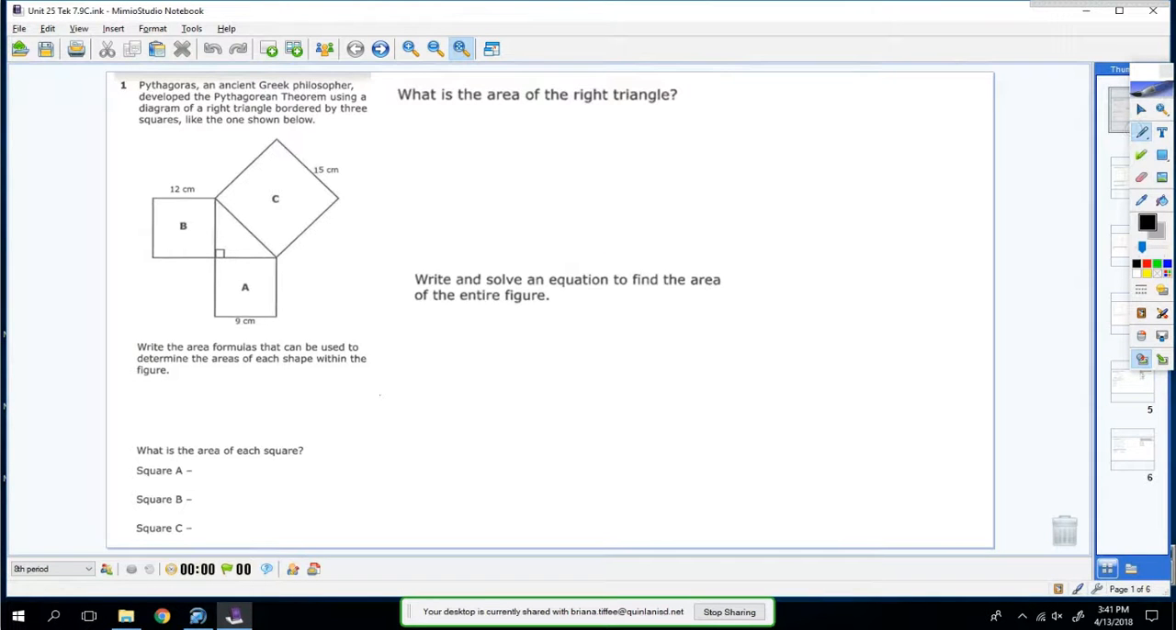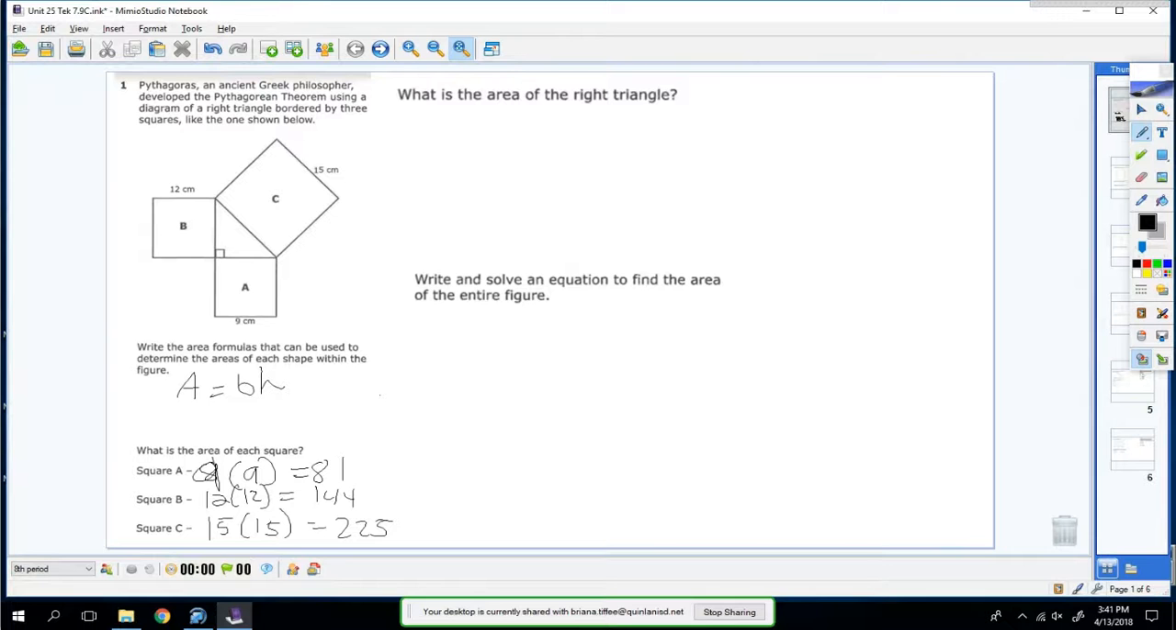Well, since it is a square, the area would be base times height. So for square A, since the base is 9, you do 9 times 9, which is 81, since this is a square. And then B is 12 times 12, which is 144. And then C is 15 times 15, which is 225. So that'll be the areas of all those squares.